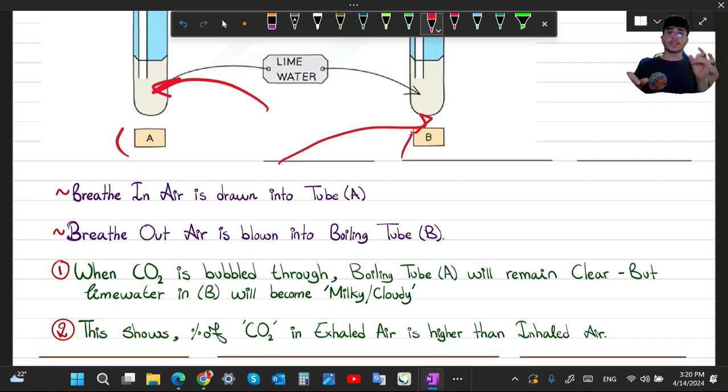This shows that the percentage of carbon dioxide in exhaled air is higher than inhaled air, because as we exhale carbon dioxide outward, we see that test tube A remains clear. But the effect is in test tube B, because the blown out air is in test tube B. This means carbon dioxide has a higher percentage in test tube B. So exhaled test tube B has a higher percentage of carbon dioxide than the inhaled air in test tube A.